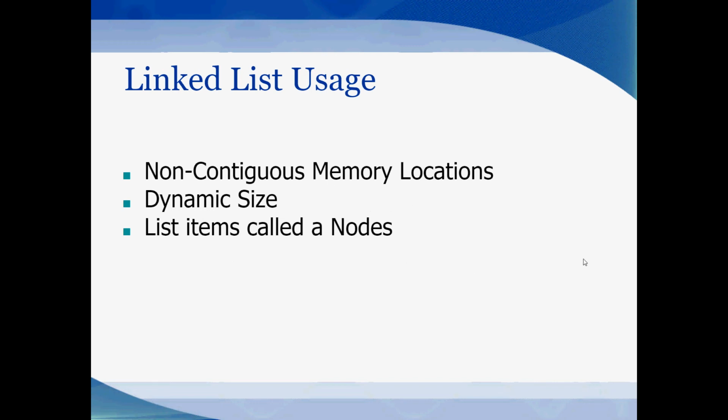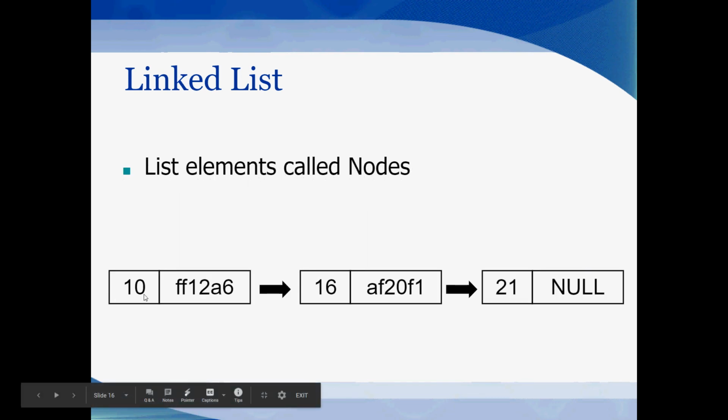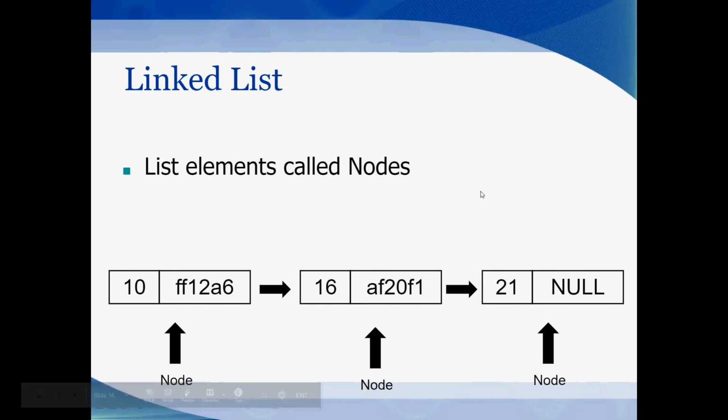Now, each of those items in your list are called nodes. So, for example, here I have a node, here I have a node, here I have another node. There's a node. Oh, I even have animations for my nodes. That's a node, and that's a node. All right, they're called nodes. This particular node is storing a number called 10. This one's storing 16. This one's storing 21.